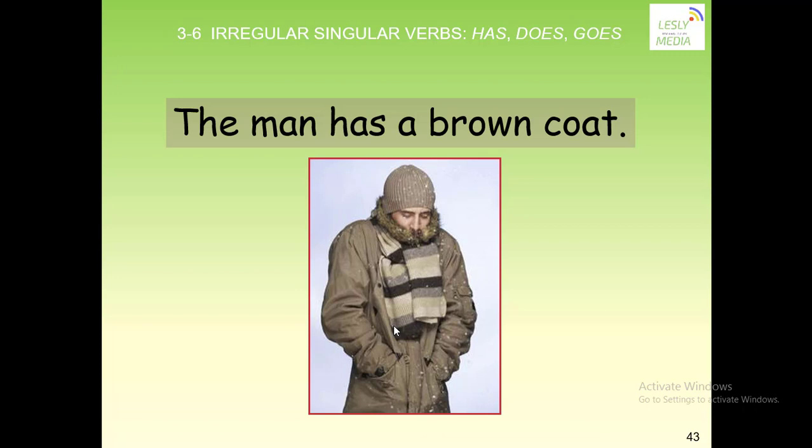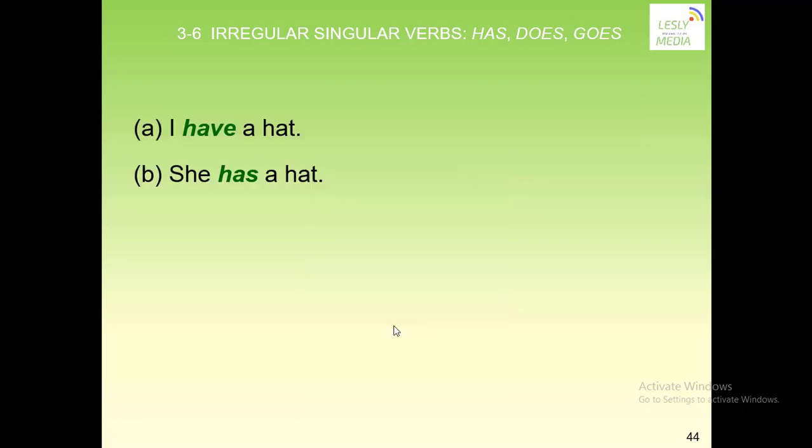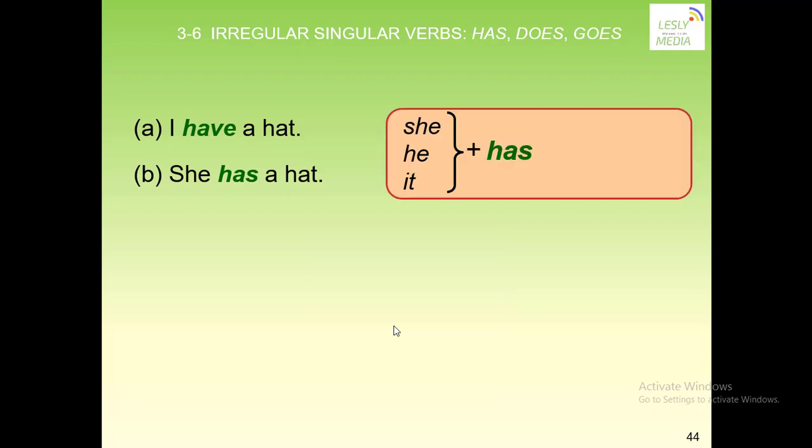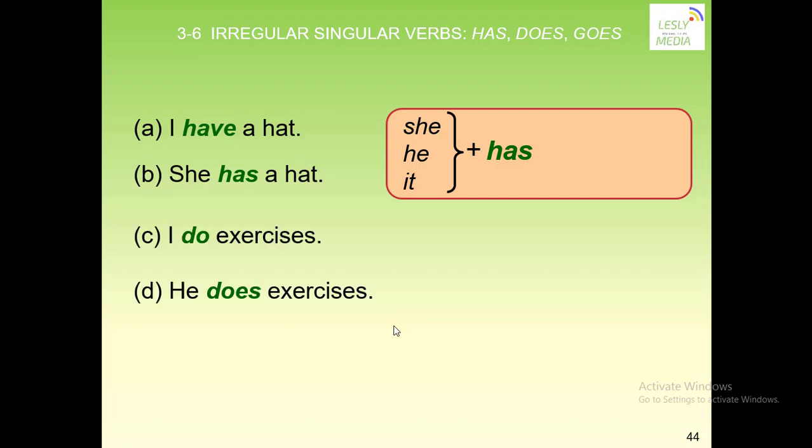Irregular singular verbs has, does, and goes. Okay, let us see this sentence. The man has a brown coat. The man has a brown coat. I have a hat. She has a hat. If the subject is she, he, it, you just use has. But if the subject is I, you, we, they, you have to use have. Yeah? Okay.